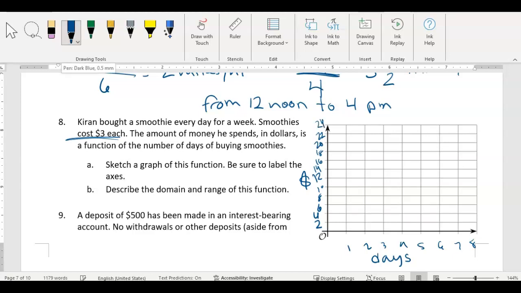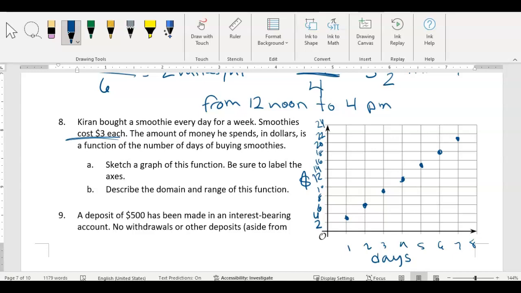Okay, so day 1, he has spent $3. Day 2, he spent $6. Day 3, he spent $9. Day 4, $12. Day 5, $15. Day 6, $18. Day 7, $21. All right, so now this is the graph, and it says describe the domain and range of the function.